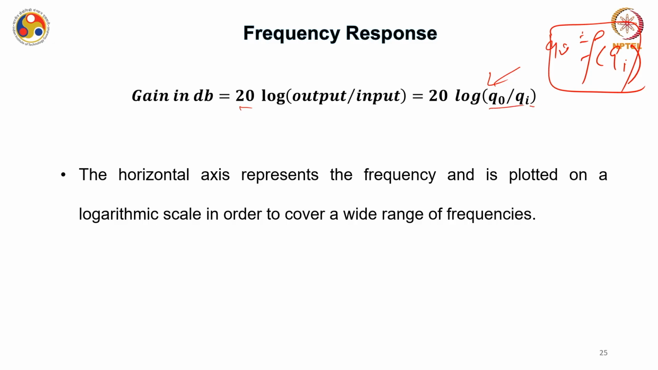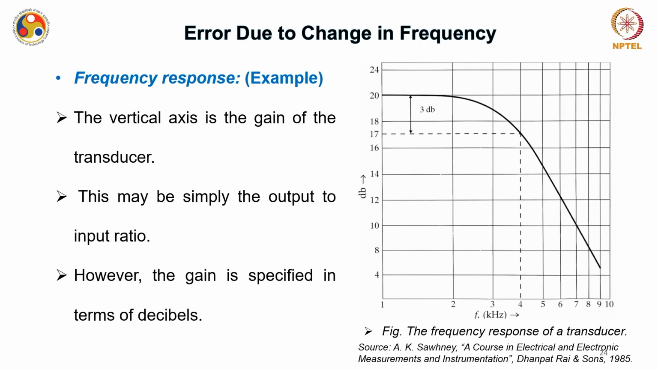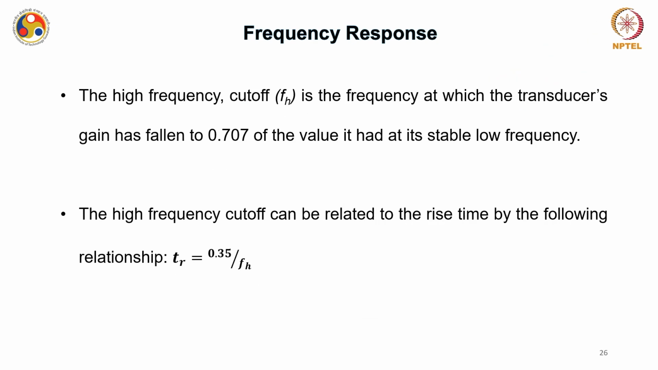Now the horizontal axis represents the frequency and is plotted on a logarithmic scale in order to cover a wide range of the frequency, and that's how it is shown over here. Now the higher frequency, known as the cutoff frequency, FH, is the frequency at which the transducer's gain has fallen to 0.707 of the value it has at its stable low frequency operation. So the high frequency cutoff can be related to the rise time by this relationship: rise time equals 0.35 divided by the higher cutoff frequency FH.